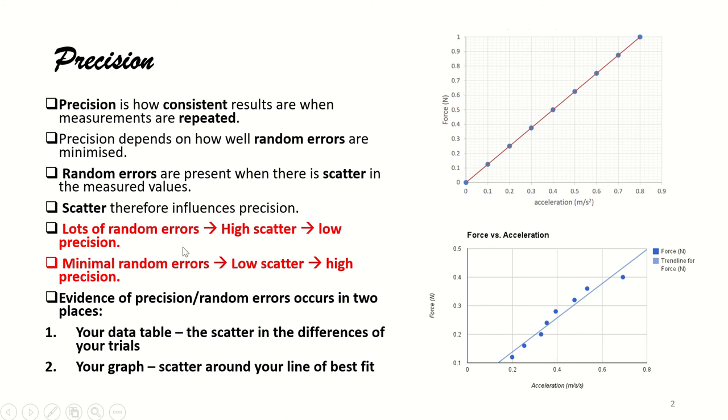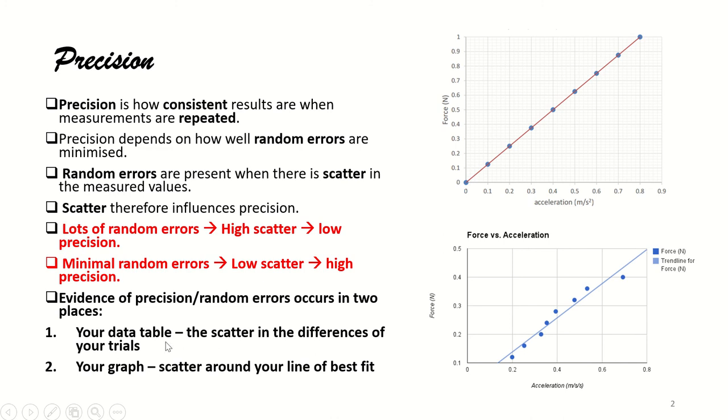So if you have lots of random errors, that's going to result in high scatter in your data, which means that you have low precision. And if you have minimal random errors, then you're going to have low scatter from trial to trial, and therefore you have high precision. So that's the relationship between precision and random errors. You can identify it in 2 ways in your experiment. So one, in your data table.